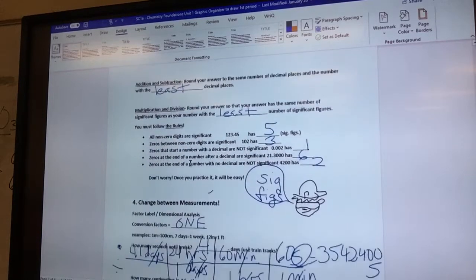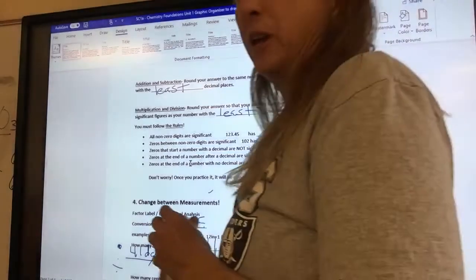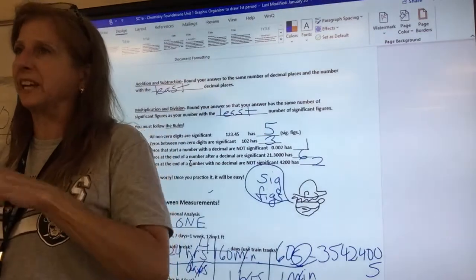Okay, now there are different rules for addition and subtraction and multiplication and division. You knew this was going to be a mathy class when the first thing I told you was get a calculator, right?